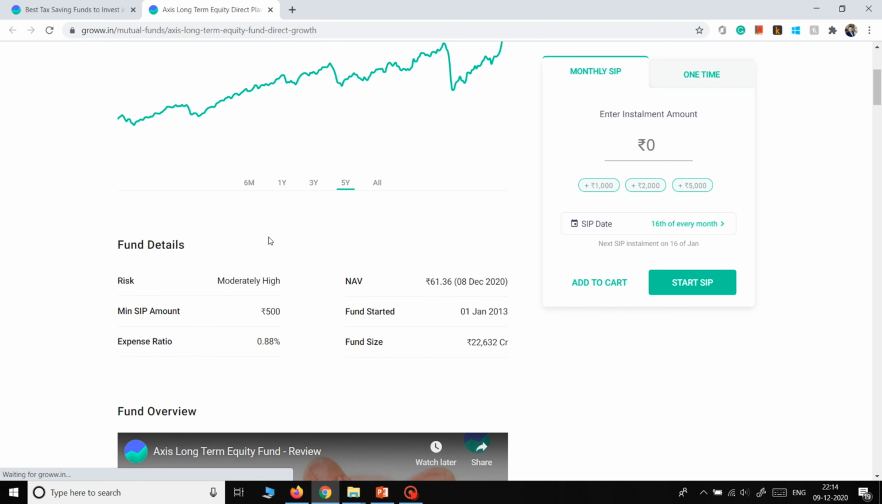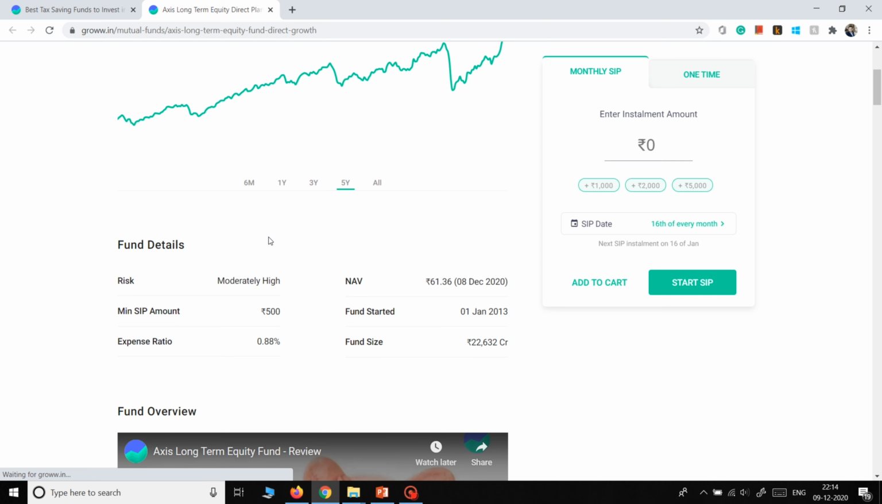Now what is NAV? NAV means net asset value. Just like a share price, this is the price of 1 unit of a mutual fund. If you had invested 61.36 rupees, you would have got 1 unit of this Axis Long Term Equity fund. But what is different here from equity is that if there is a stock of say 200 rupees, you have to invest exactly 200 to buy 1 unit. If you want to buy 2 units, you need to invest 400. You can't buy 1.5 units, but in a mutual fund you can buy 0.5, 0.25, 10.5, any units.